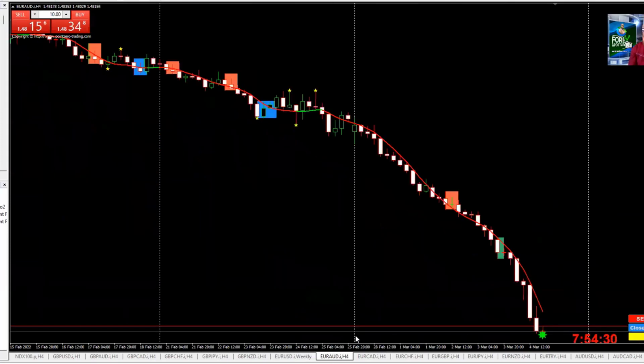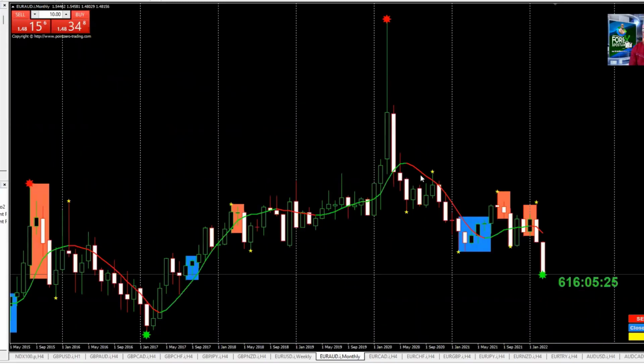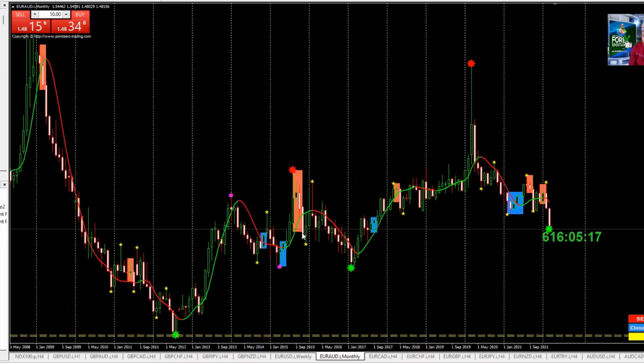Now let's take a look at the Euro AUD. Wow, you can see that selling pressure right there, even on Euro AUD. So Euro AUD, I still see it continue downward. And if care is not taken, I see it coming to this area right there. You can see that area is a very, very key level. So it might come down to 1.44320.